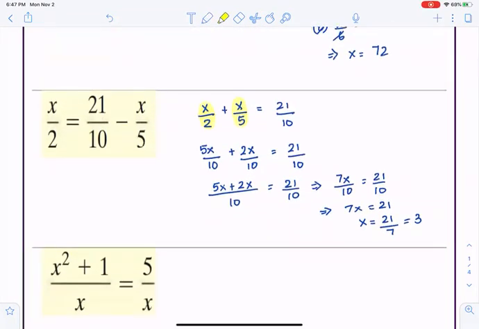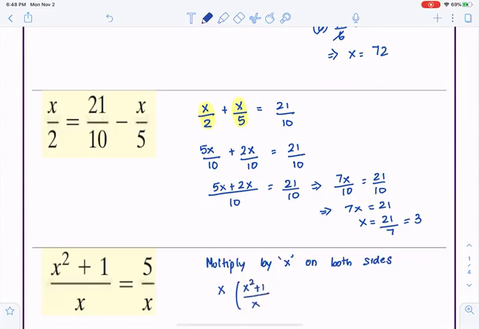So this is a rational equation that sort of looks complicated, but it actually is not. The denominator has an x on both sides. So the very first step is to multiply by x on both sides. Which would mean x multiplied by x squared plus 1 over x would equal x multiplied by 5 over x. The x's simply go away.